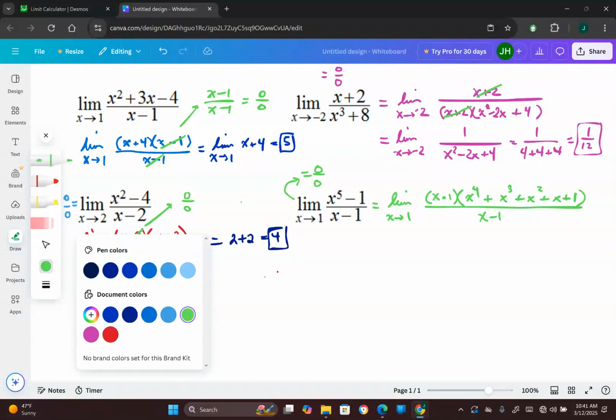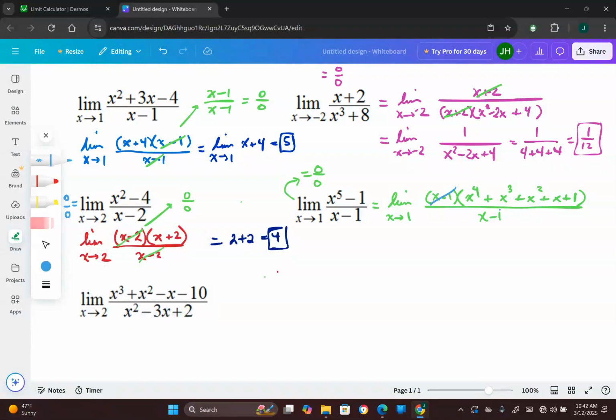Look again. My x minus 1s are going to cancel, and I can plug in 1 now. I would get 1 to the fourth plus 1 to the third plus 1 squared plus 1 plus 1. And my answer would be 5.